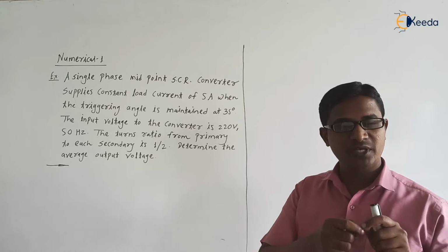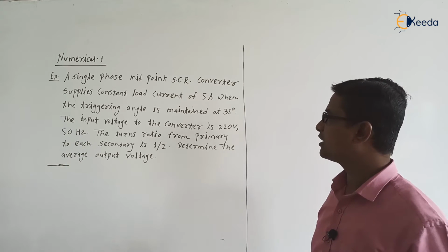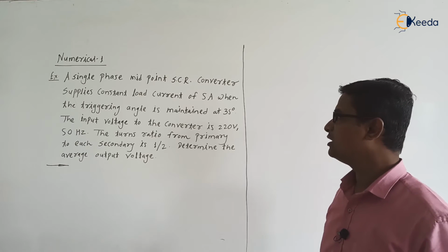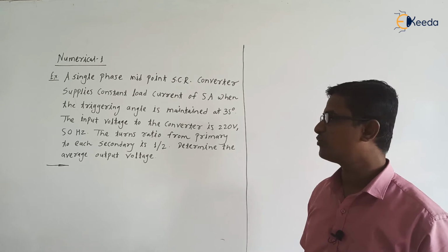So please be careful here. I0 is constant. When the triggering angle is maintained at 35 degree, alpha is 35 degree. The input voltage to the converter is 220 volt, Vs is 220 volt.